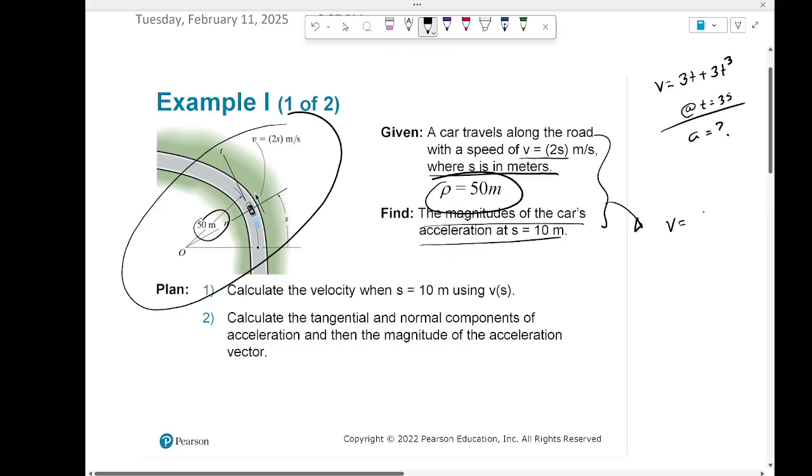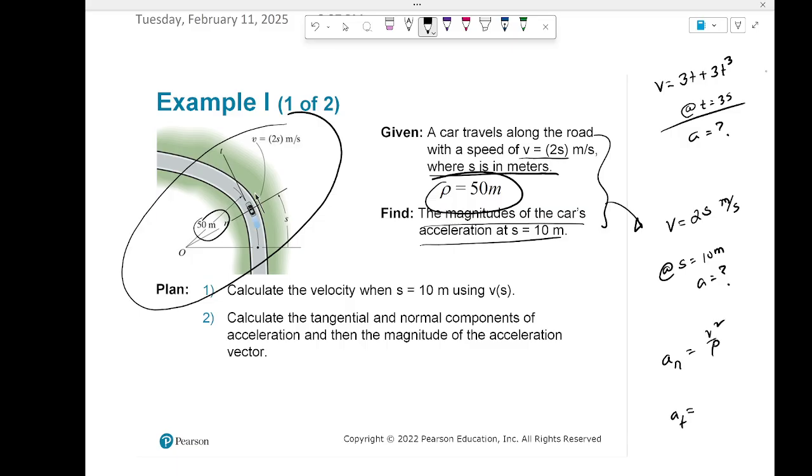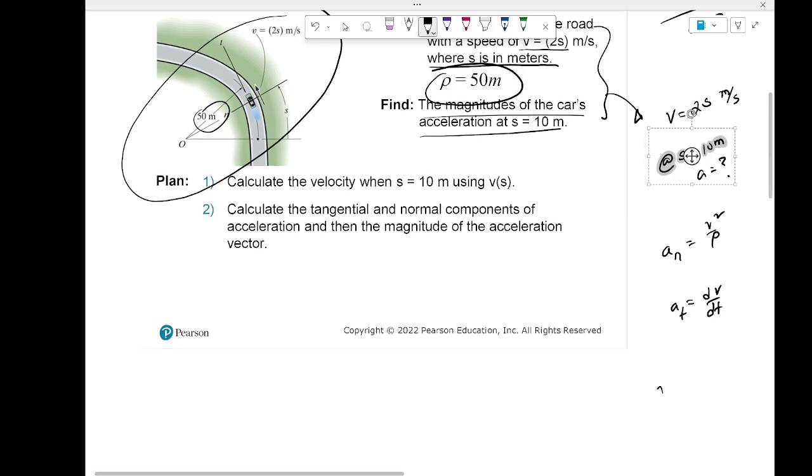So they gave you the v equation where v is 2s. This is even easier. And then they're saying find the acceleration at s equal to 10 meters. Can you do that? It should be super easy, right? Super duper easy. Why? Because you have to find the an and the at. An is v squared over rho, at is dv over dt, right? And once you have those, you find the value of a, which is the square root of an squared plus at squared.